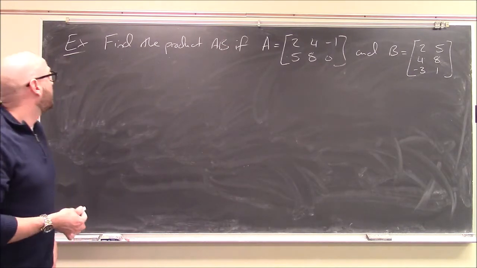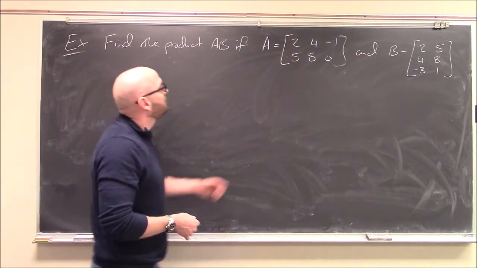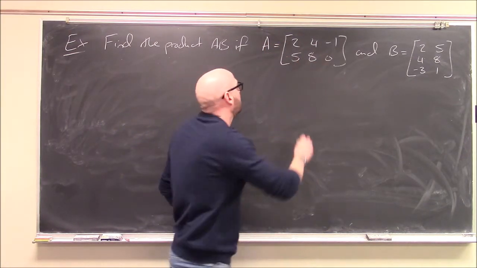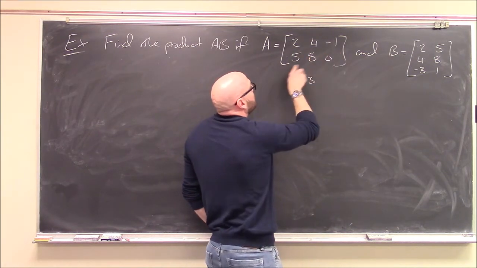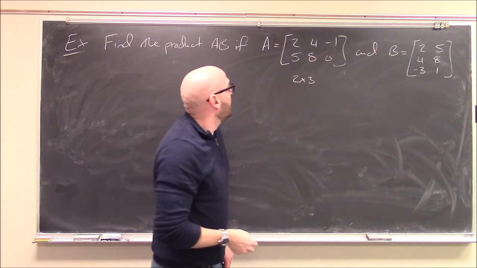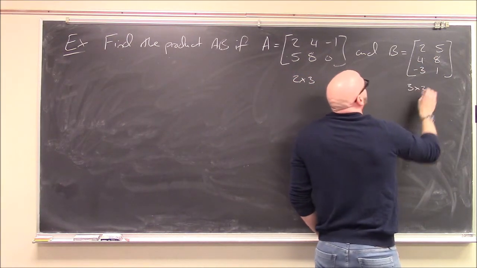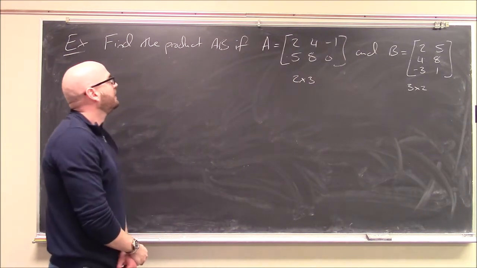Okay, so we've got this problem here. Find the matrix product A times B if A is the following matrix. It's, what do we have here? 2 rows, 3 columns, so it's a 2 by 3 matrix: 2, 4, minus 1, 5, 8, 0. And B, where B is 3 rows, 2 columns, so 3 by 2, it's the 3 by 2 matrix 2, 5, 4, 8, minus 3, and 1.